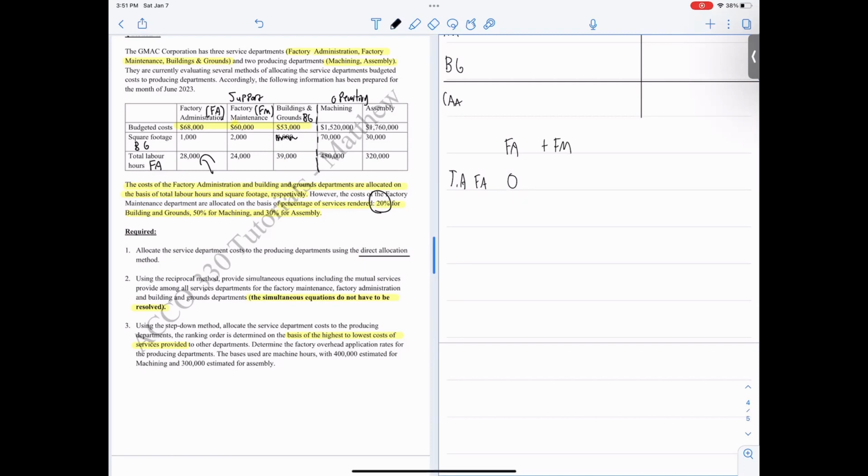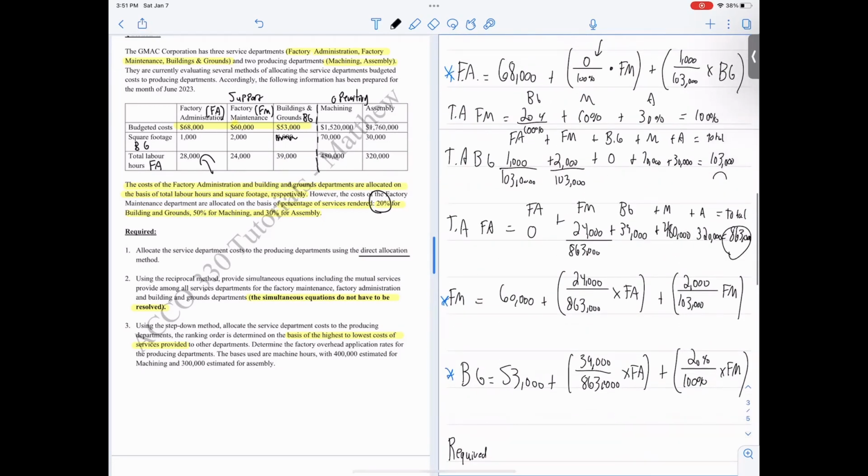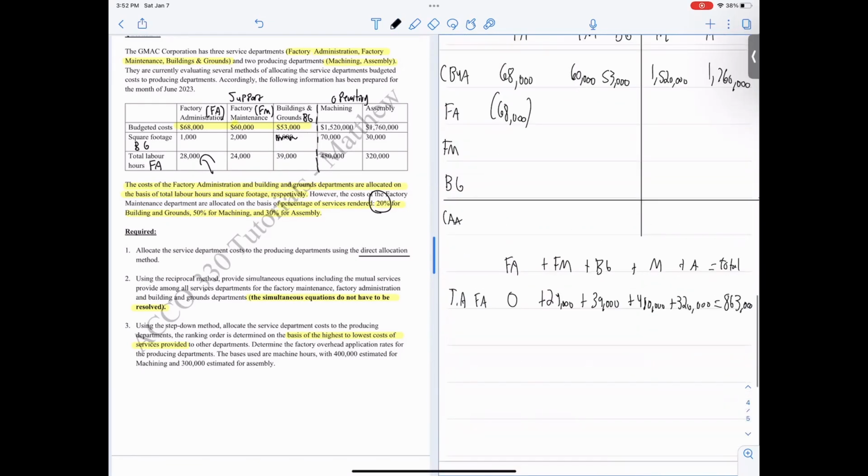Then factory maintenance. How much does factory admin help factory maintenance? Well, they provide them 24,000 hours. Then building and grounds, they provide 39,000 hours. Then machining, 480,000. Then assembly, 320,000. So that gives us a total allocation of 863,000, which looks exactly like we did above doing the reciprocal. And that's because factory admin is our top dog. Because they're the top dog, it's kind of like we're doing the reciprocal, because they're allocating to everyone else. That's only because they're the number 1 rank.